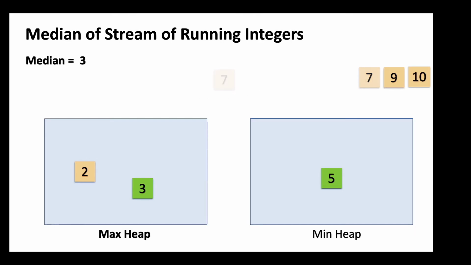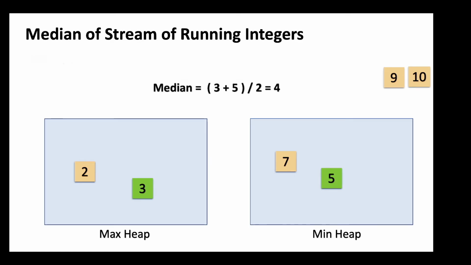Let's consider the next number, that is 7. Again we have to check with the root of the max heap to determine in which bucket 7 will go. After comparing, you can see that the value of 7 is more than that of 3, so obviously 7 belongs to the min heap. After the insertion of the 7 in the min heap, you can see our two heaps are still balanced. So we have to calculate the median at this point, and the median of this running set right now will be the average of the root of the max heap and the min heap, which is 4. Hopefully until this point, this concept of insertion and balancing these two heaps is clear to you.